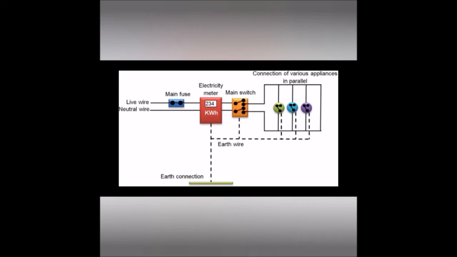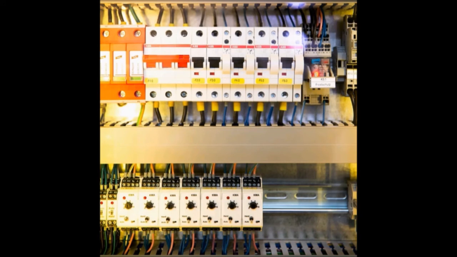refrigerator, electric iron. It should be noted that all the circuits in a house are connected in parallel so that the disconnection of one circuit does not affect the other circuit. One more advantage of the parallel connection of circuits is that each electric appliance gets an equal voltage.